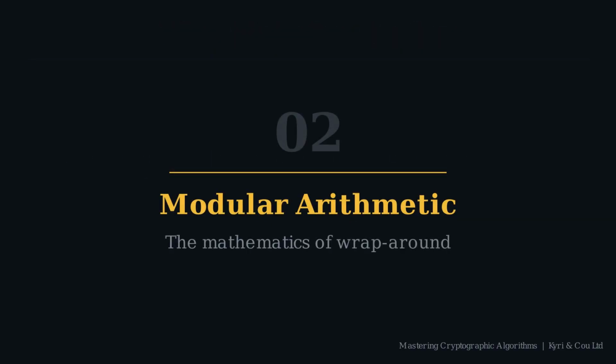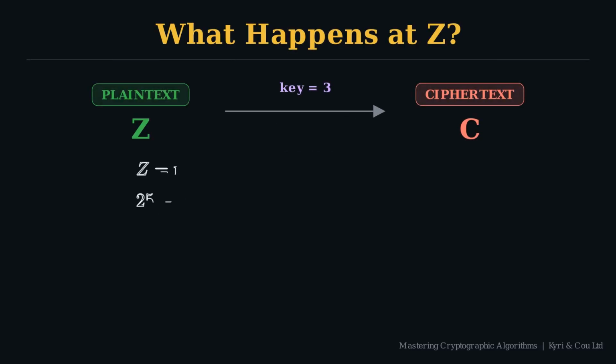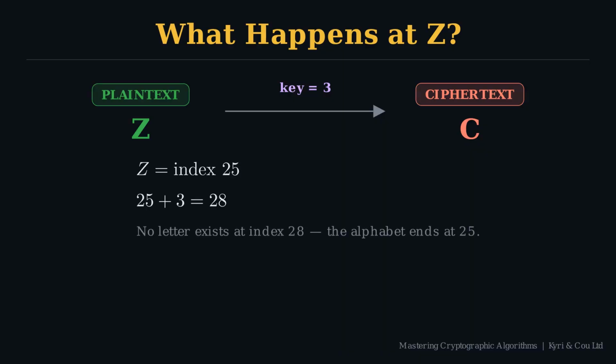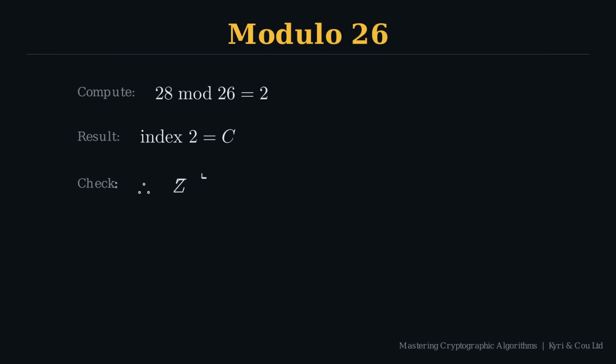Now for the key mathematical idea, modular arithmetic. Consider encrypting the letter Z with key 3. Z is at index 25. Adding 3 gives 28. But there is no letter at index 28. The alphabet only runs from 0 to 25. We need a way to wrap back around to the beginning. The answer is modular arithmetic. 28 modulo 26 equals 2, the remainder after dividing 28 by 26. Index 2 is C, so Z encrypted with key 3 gives C.